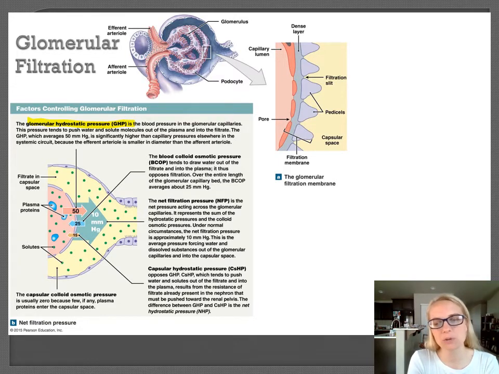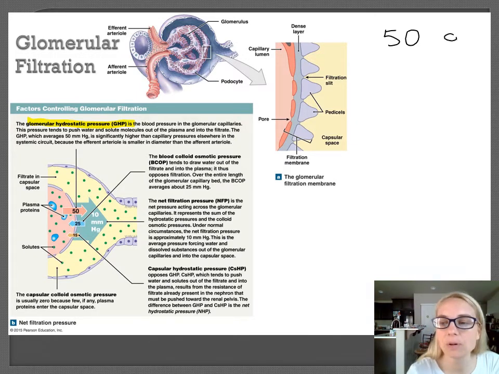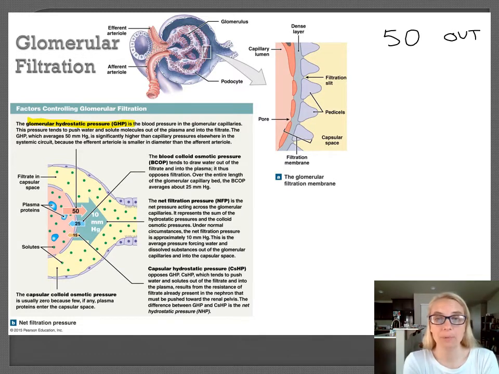Okay, so I'm gonna do a little bit of math calculations over here. So we're gonna start, it's averaging around 50 millimeters of mercury. So it's gonna be a little bit plus or minus, so we'll just go with the averages to make the math work. And so this is a typical pressure of an outward force. So the glomerular hydrostatic pressure is basically the blood pressure of the capillary, and it's pushing things out of the glomerular capillaries.